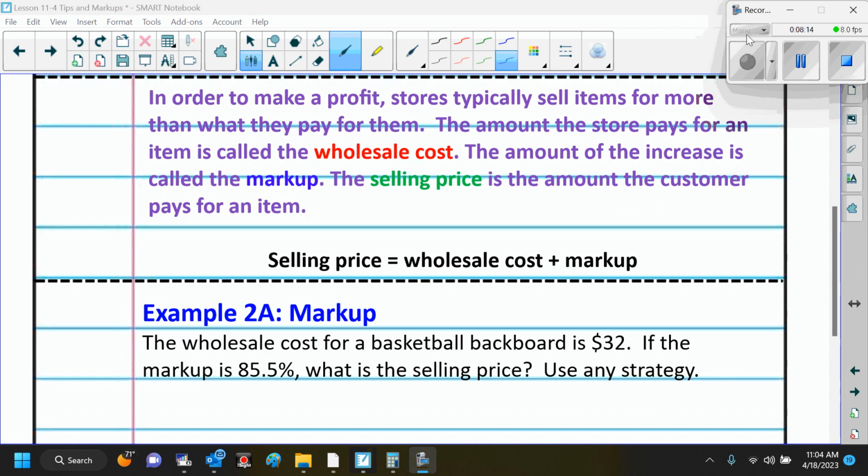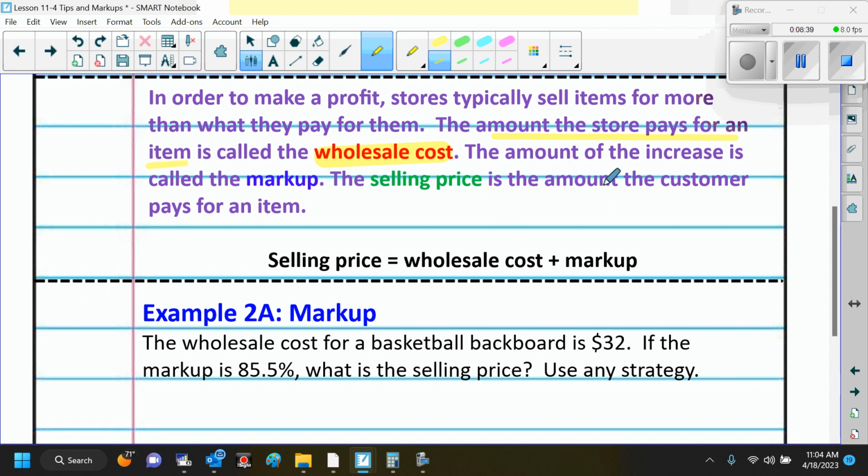Now, in order to make a profit, stores typically sell items for more than what they paid for them. The amount the store pays for an item is called the wholesale cost. I will highlight what I want you to write down. The wholesale cost is the amount the store pays for an item. Make sure you write this down.